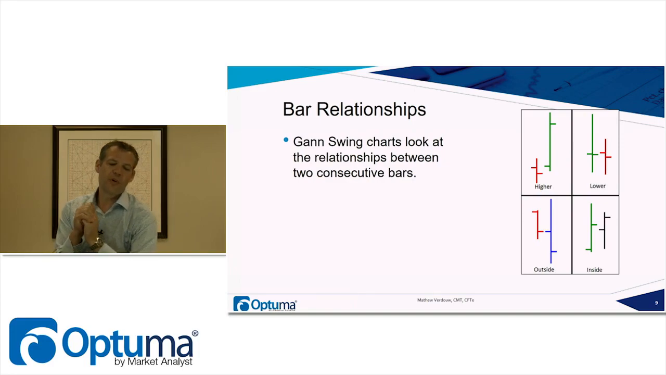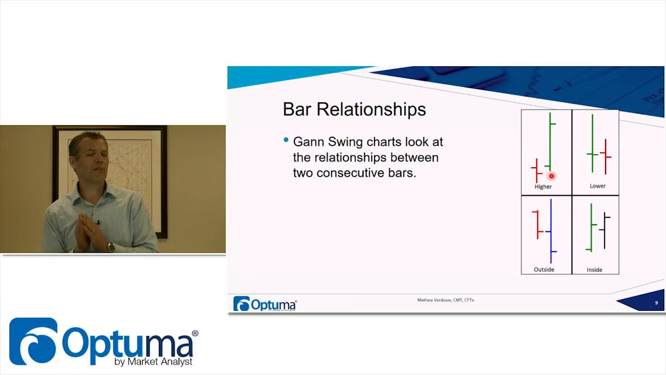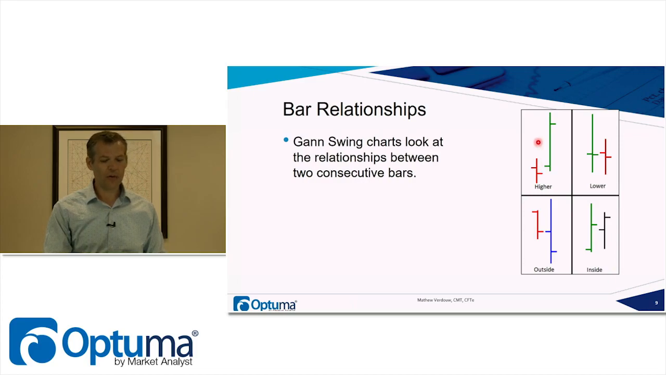The first thing we want to do is identify higher bars, lower bars, inside bars and outside bars. A higher bar is where it has a higher low. All of these are just a direct comparison to the previous bar. So compared to the bar before, we've got a higher low and a higher high. For a lower bar, a lower high and a lower low. This one's only just lower. Then we have two other cases. We have the outside, where it has a higher high and a lower low.